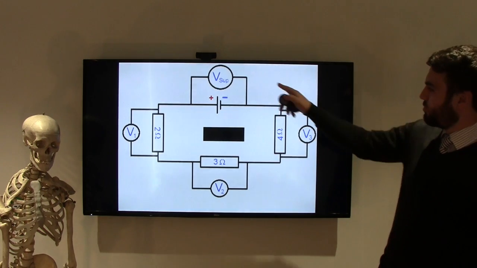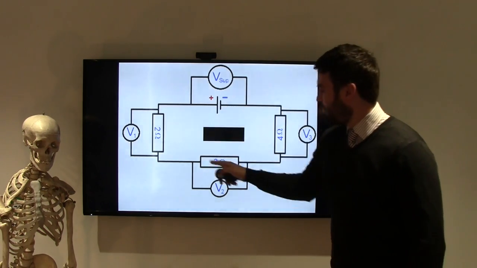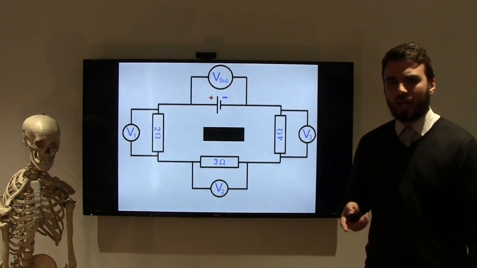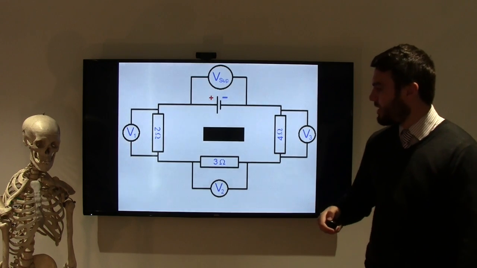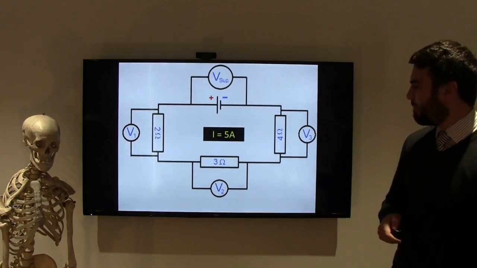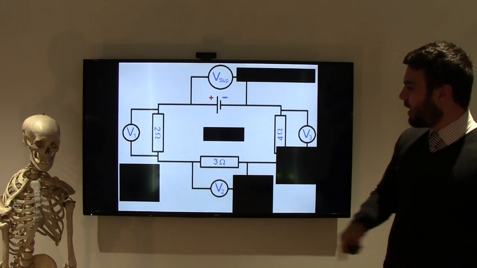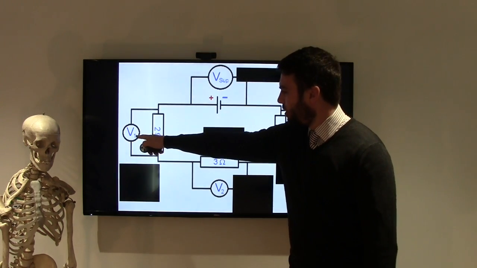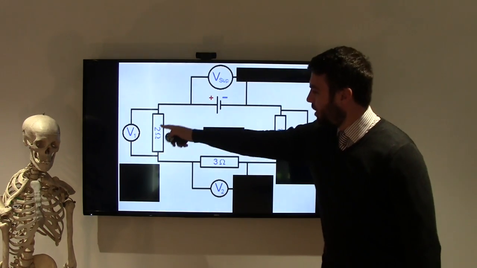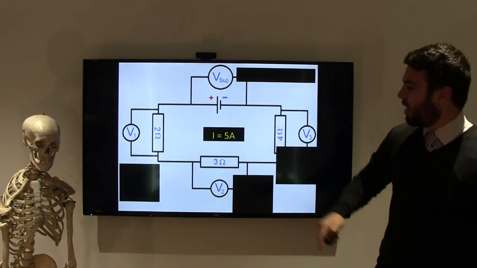Now, if you know from the first rule that this is equal to that, plus that, plus that. But I don't know what these are, so I need a bit more information. What about if I told you it was 5 amps? How could you work out one of these? Well, we could work out this one, couldn't we? Because we've got voltage, we're trying to find out, we've got a resistance, and we know the current is there.